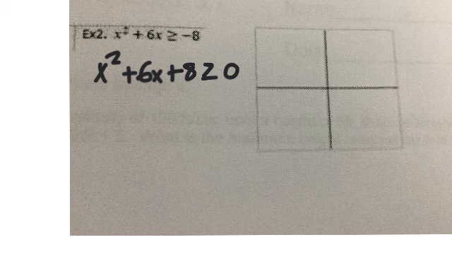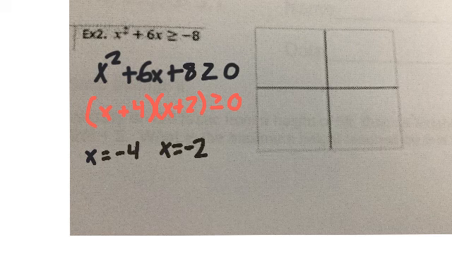So again, can that factor? Yes, it can. So that's going to be (x + 4)(x + 2) is greater than or equal to 0. So my x-intercepts occur at negative 4 and at negative 2. So I got negative 1, negative 2, negative 3, negative 4. So right here is an x-intercept. Right here is an x-intercept.